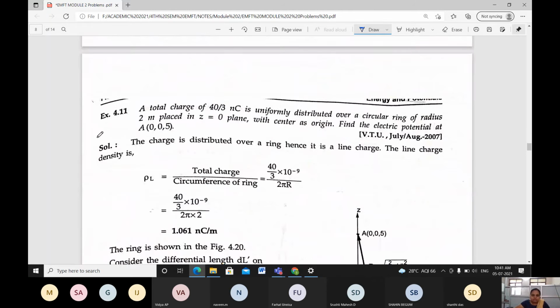Next problem, it is important as it is asked in the exam. A total charge of 40 divided by 3 nano coulombs is uniformly distributed over a circular ring of radius 2 meters, placed in the Z equals zero plane with the center as origin. Find the electric potential at the given point, (0, 0, 5). Observe x, y and z here. x and y are both 0, which means our point exists only at the z location.